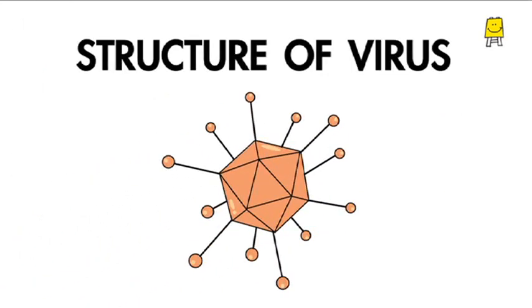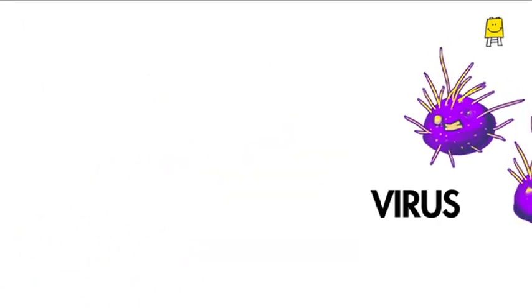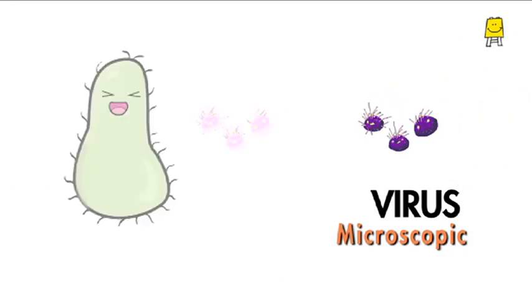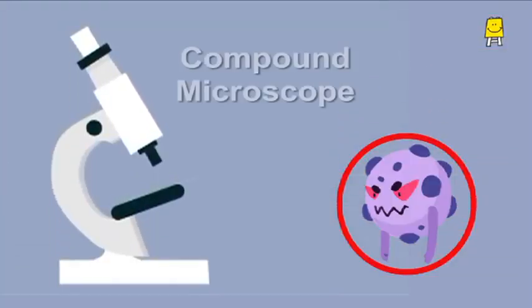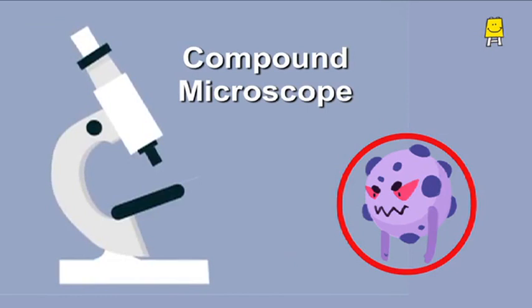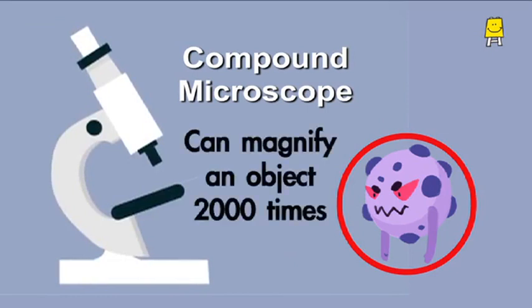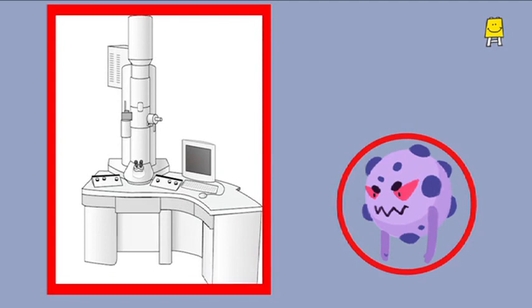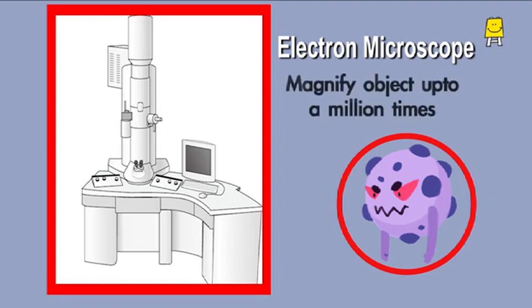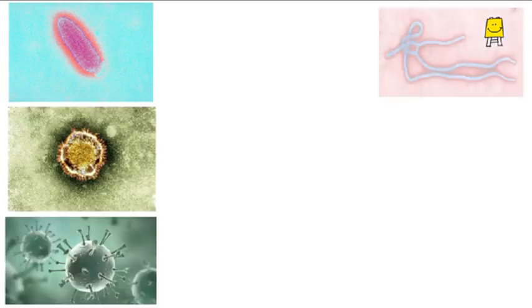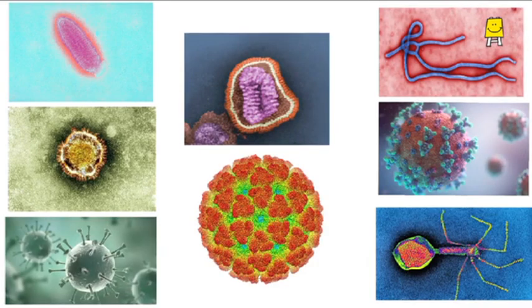Let us look at the structure of a virus. All viruses are microscopic, very, very small, much smaller than any cell. They are so small that they cannot be seen with the compound microscopes available in schools and colleges. These compound microscopes can only magnify an object about 2000 times. A virus can only be seen with a very powerful electron microscope. These magnify an object up to 1,000,000 times. This is how some viruses look under the electron microscope.